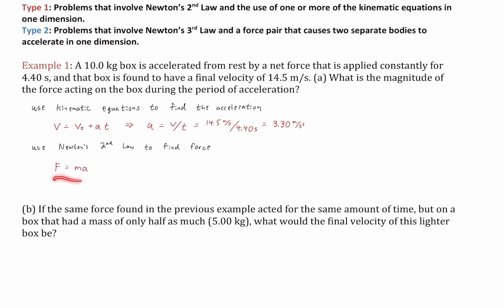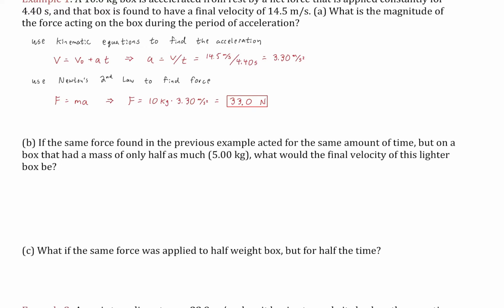We'll just use F equals ma. Plug in 10 kilograms times the acceleration we found, and we're done: 33 newtons. So as long as we apply a constant force of 33 newtons, we get a constant acceleration of 3.3 meters per second squared, and we would achieve the final velocity we were looking for in the time that we were given. Okay, make sense?